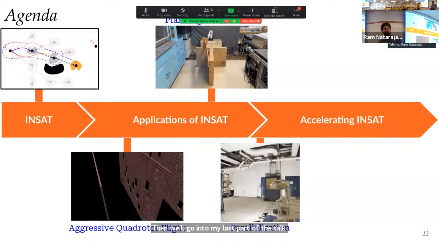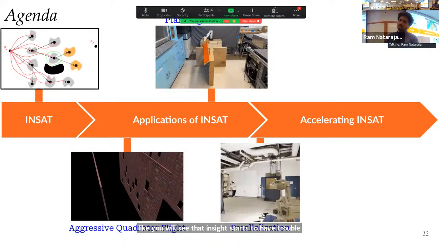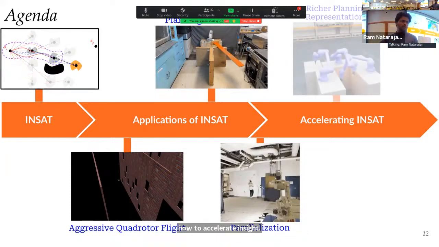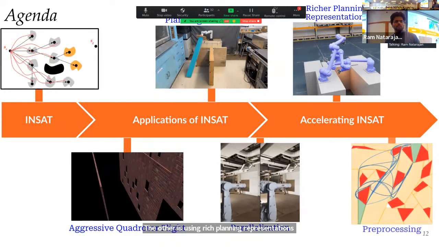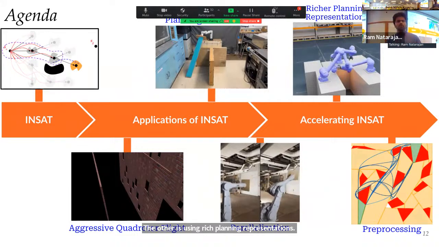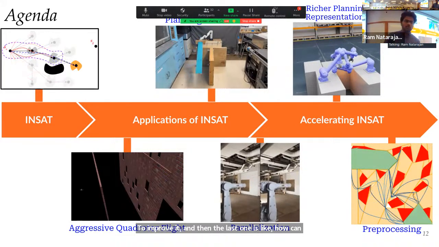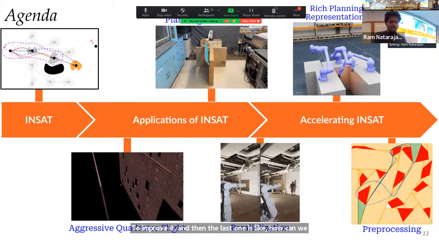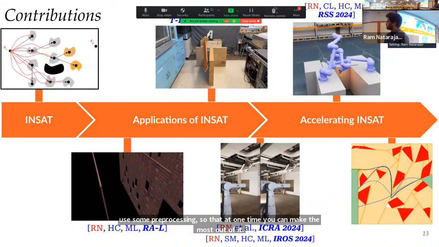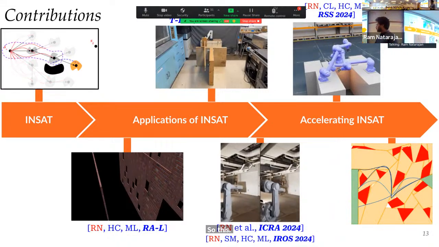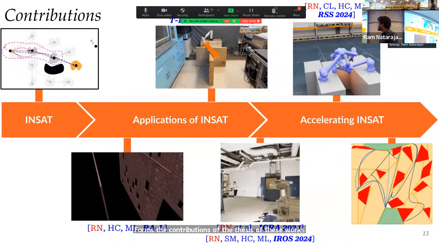Then we'll go into the last part of the talk, where you will see that INSAT starts to have trouble with its running efficiency. So we will focus on how to accelerate INSAT, and in that, I will be focusing on 3 different ways of accelerating. One is CPU parallelization. The other is using rich planning representations to improve it. And the last one is how we can use some pre-processing so that at runtime you can make the most out of it. So this forms the contributions of the thesis. These works are all published in different venues that you see on this slide.